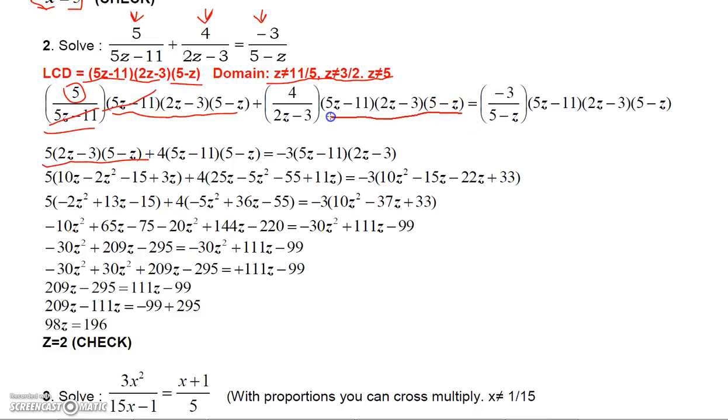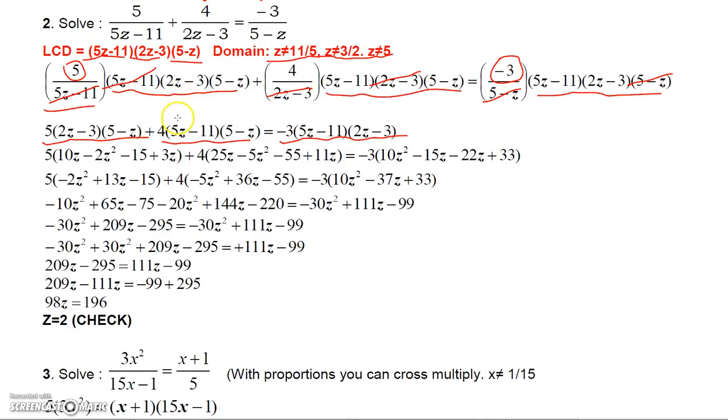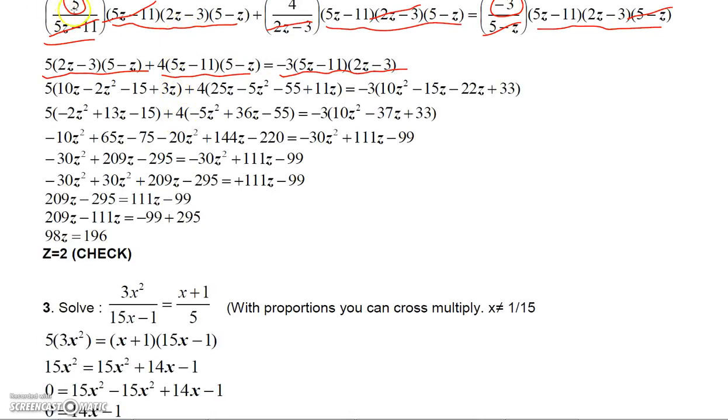Now let's take this and multiply the LCD by the second term. Well, here the 2z minus 3's are going to cancel, which means they're going to equal 1. So I'll have 4 times the product of the first and the third factor here. And then on the right side, I take the third term and multiply it by the LCD, and the 5 minus z's will cancel. And so I have a -3 here times the product of the two remaining factors. Now, this is where your intermediate or developmental algebra comes in. You're going to have to FOIL.